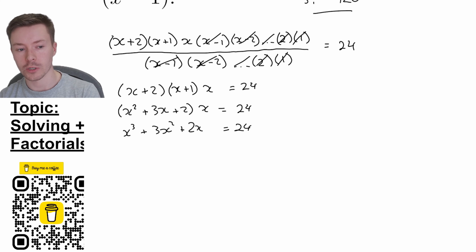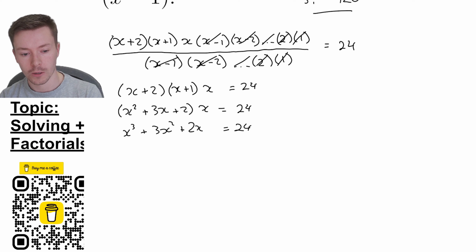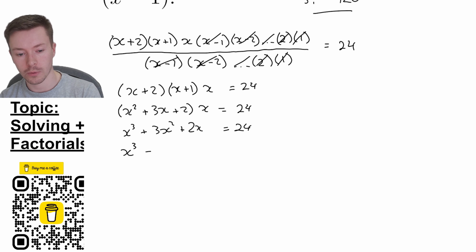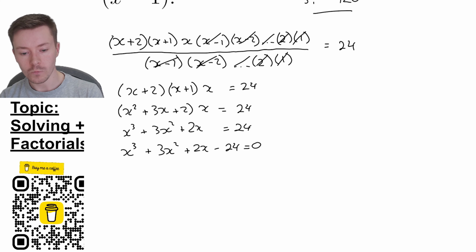What we now need to do is take away 24 from both sides. So we've got a quadratic, sorry, not a quadratic, a cubic, which is equal to 0. So I'm going to get x cubed plus 3x squared plus 2x minus 24, and that is equal to 0.